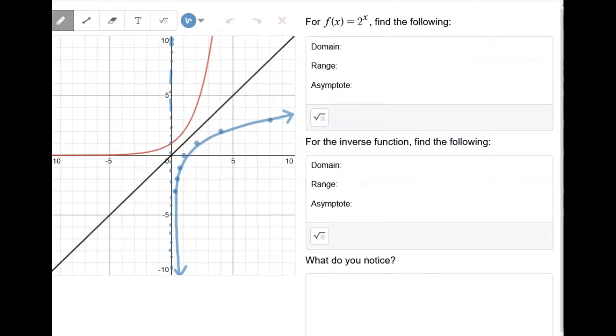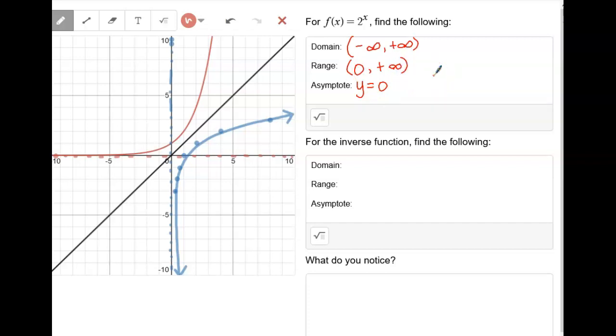For f of x, that is the red graph. So I'm going to put this on here really quick. We've got our asymptote. Find the following. Domain, which again, same thing, it's an exponential function, so it's negative infinity to positive infinity. Our range goes from the asymptote to positive infinity. Our asymptote is y equals 0, and our range is going to go from 0, because that's our asymptote, to positive infinity.